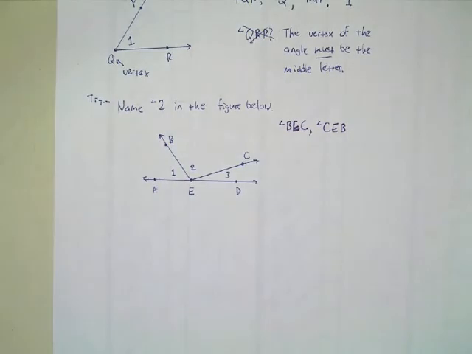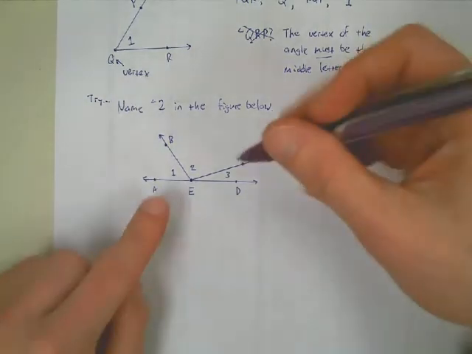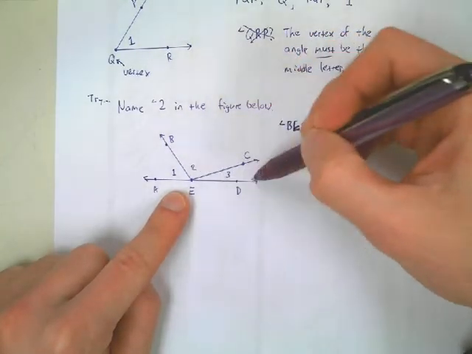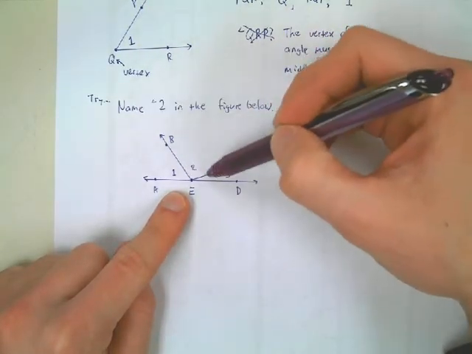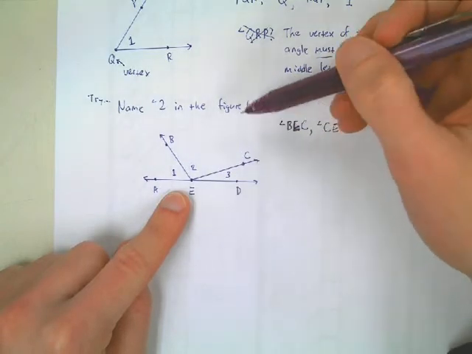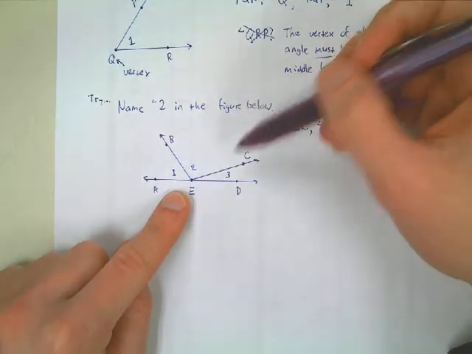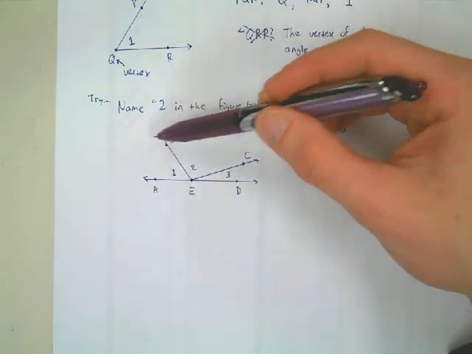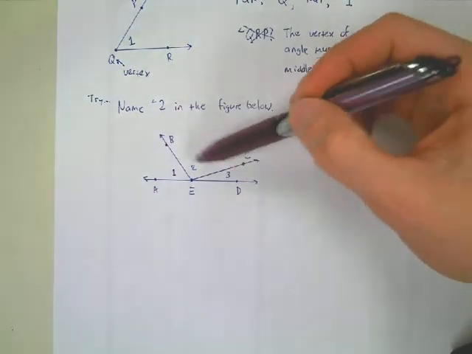Robert? BED. Okay, so now BED is talking about this big angle right here. So now that does include angle 2, but what other angle does that include as well, Robert? It also includes angle 3. It just said here to name just angle 2. So we wouldn't want to say BED because that's doing 2 and 3. So Antoinette, you have another one?